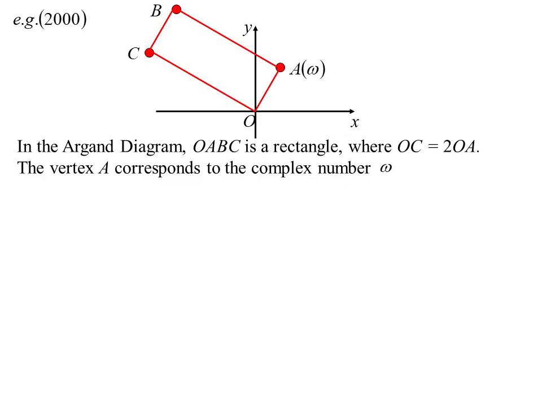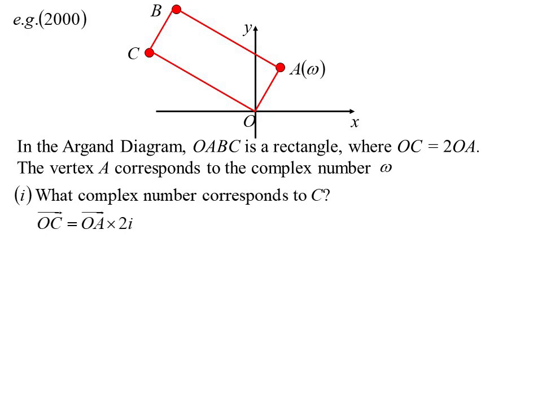This one comes from the 2000 HSC. We're told OABC is a rectangle and OC is twice the length of OA, and this time A again, they've just called it omega. So what would C be? What's the complex number over there? Yeah, same sort of idea. How do I get there? How can I get from O to C, the vector OC?